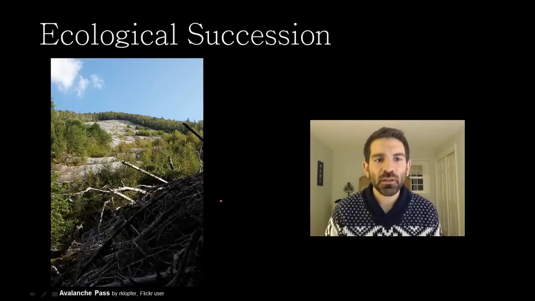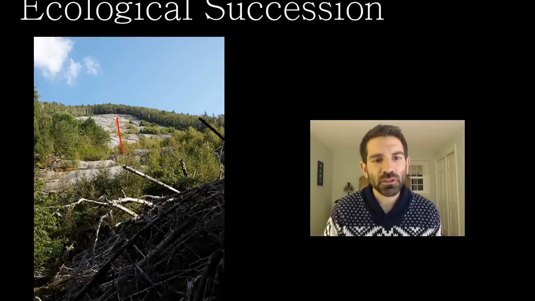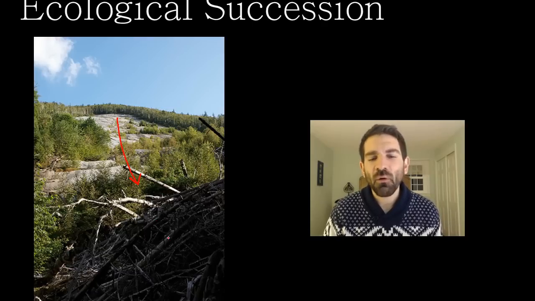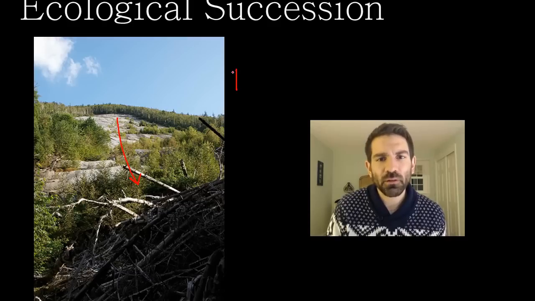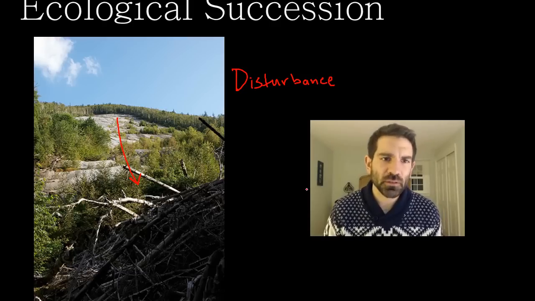Hi, this is Mr. Judd, and this is Avalanche Pass. It's a really neat spot in the high peaks of the Adirondacks where an avalanche took out the entire side of a mountain and displaced and laid all of the vegetation down at the bottom. In ecological terms, we call this a disturbance. A disturbance is anything that disrupts an ecosystem.